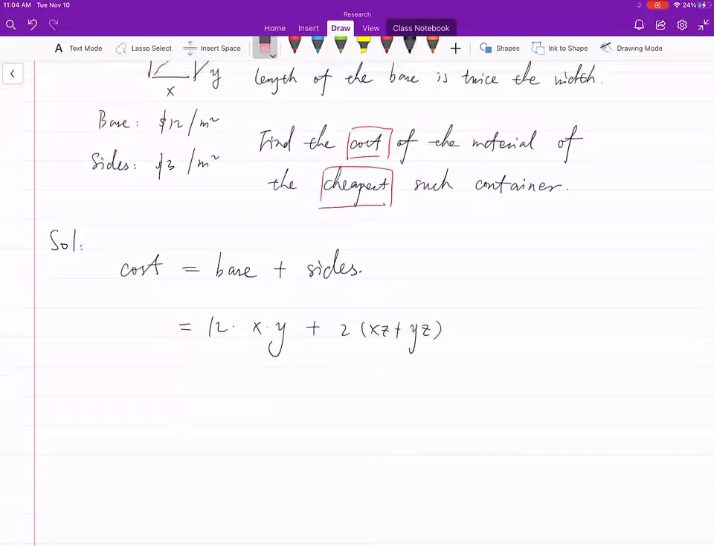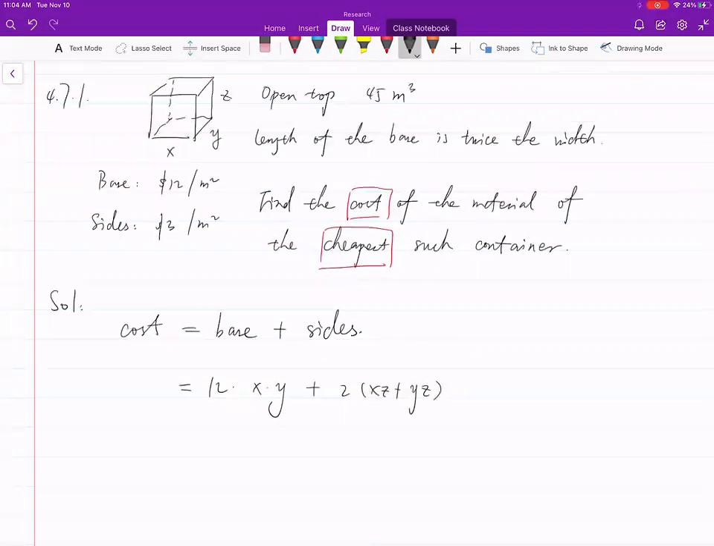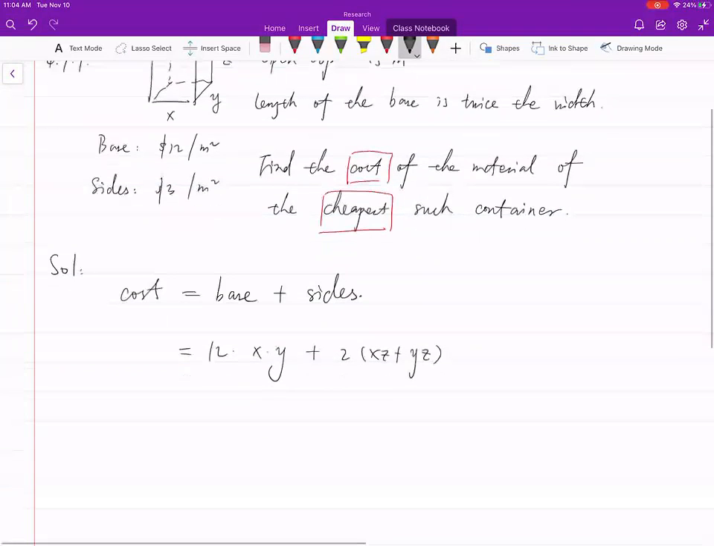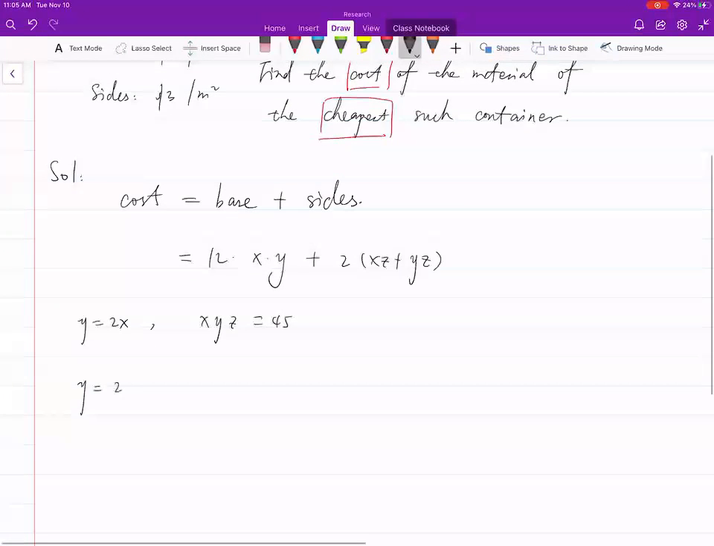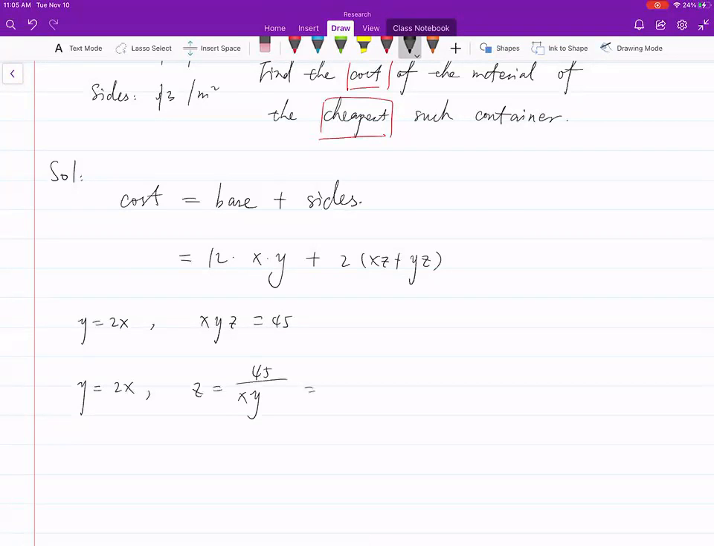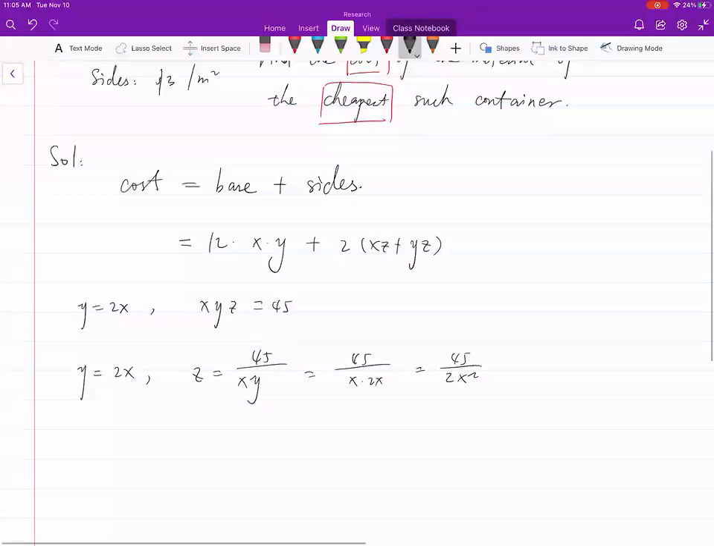Now it's time to use our condition. Number 1, the length is twice the size of the width. Depending on how you call the length, I would just say y equals 2x, which means y is the length, x is the width. Second, no matter how you do it, the whole volume has to be 45. So x times y times z has to be 45. Sounds good? With all this kind of setup, if I see y, I replace it by 2x. If I see z, I replace it by 45 divided by y and x, which is 45 divided by x times 2x, which is 45 divided by 2x squared. So you have y, you have z, but now they're all in terms of x.